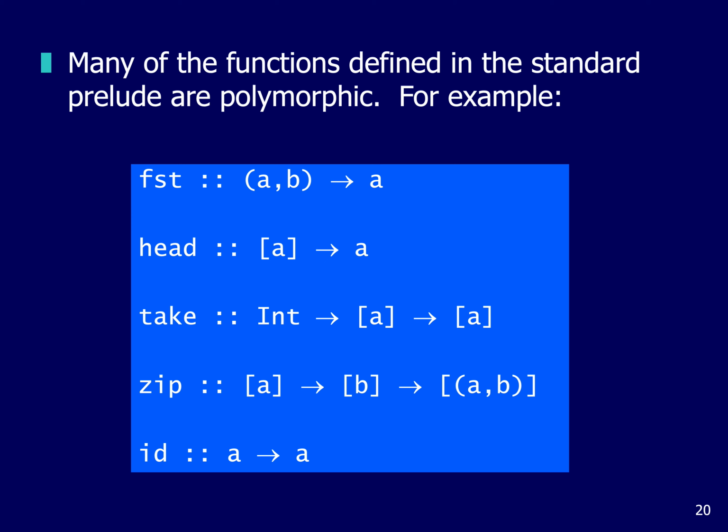Head is one of the most commonly used library functions on lists. It takes a list of things and gives you back the first thing, so it takes a list of a and gives you back a single a.